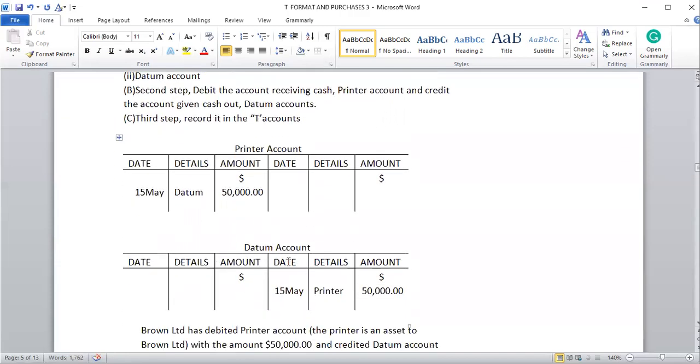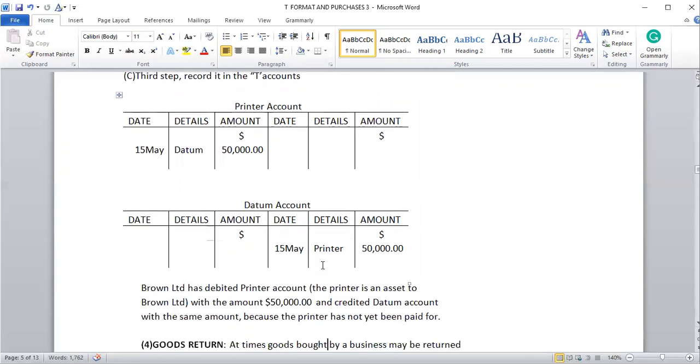So we come to Datu account, which has to be credited. It shows the date, 15th May, details, printer, the corresponding entry found in the printer account, and the amount involved, $50,000. Datu account, because the amount has not been paid for, so it cannot be recorded in the cash account, but rather Datu account.